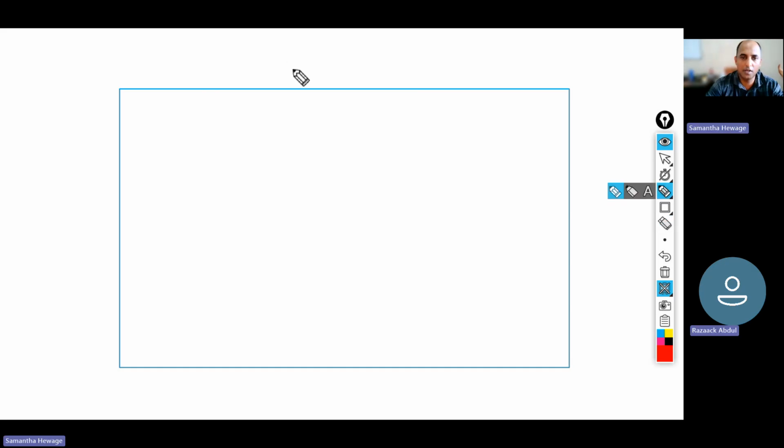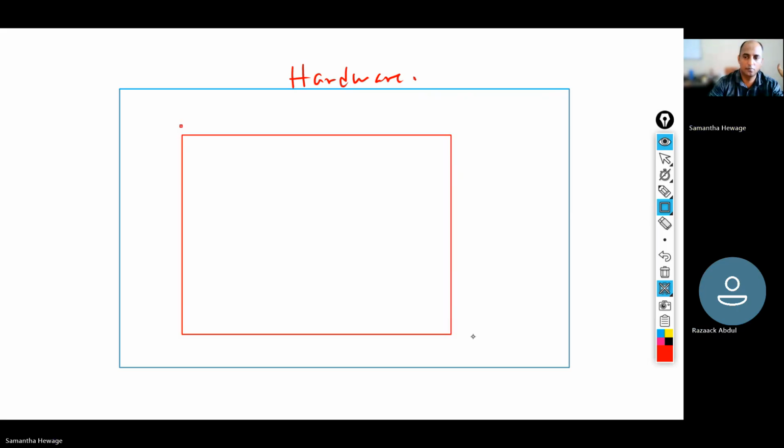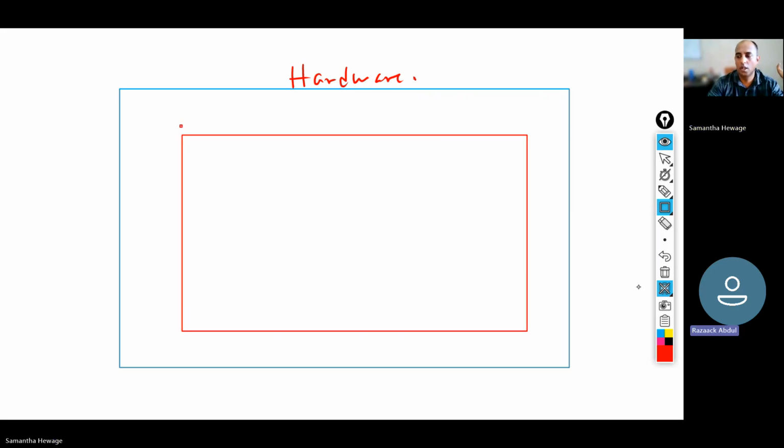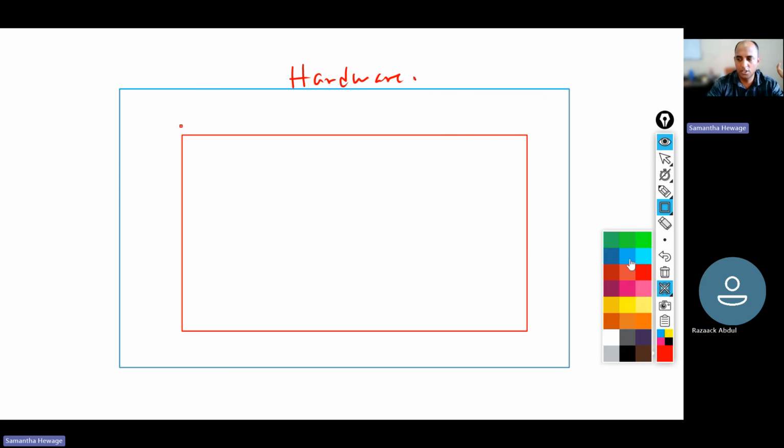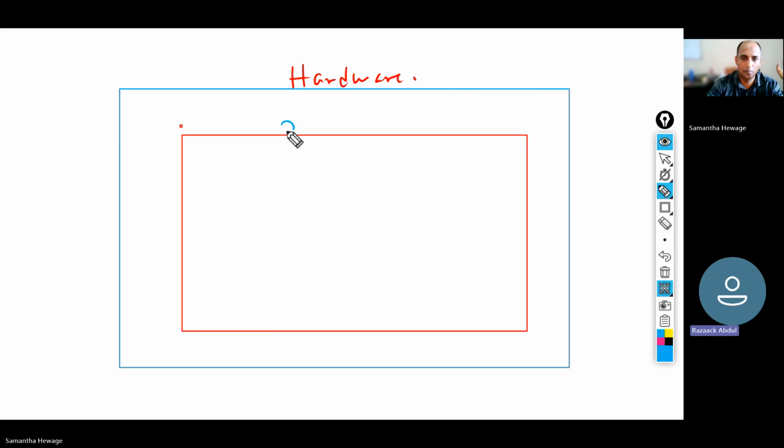This is hardware. Then we know that hardware alone is useless. Then we have to install the operating system. Let's say this is software. This is the operating system. I am going to install the operating system now.